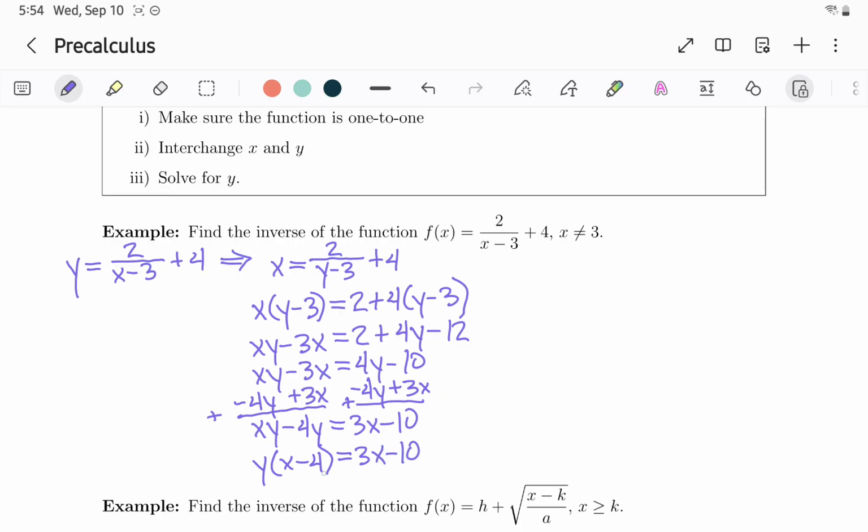And so finally, the last thing that we can do to get y by itself on just one side of the equation is divide both sides of the equation by x minus 4. And so that's going to give us y equals 3x minus 10 over, I think it was a little too greedy to try to fit that underneath there. So let me just arrow over here. So we will have y equals 3x minus 10 over x minus 4.